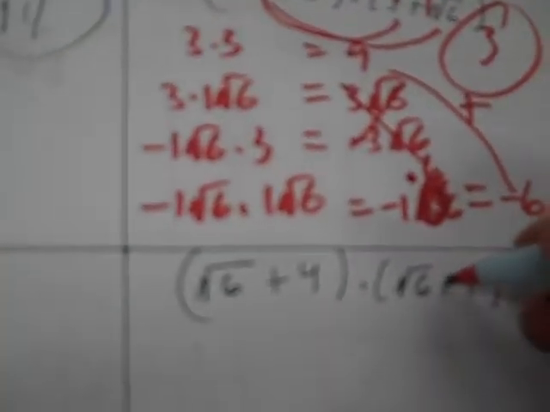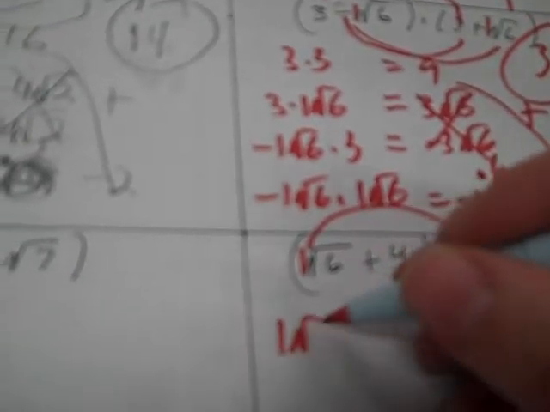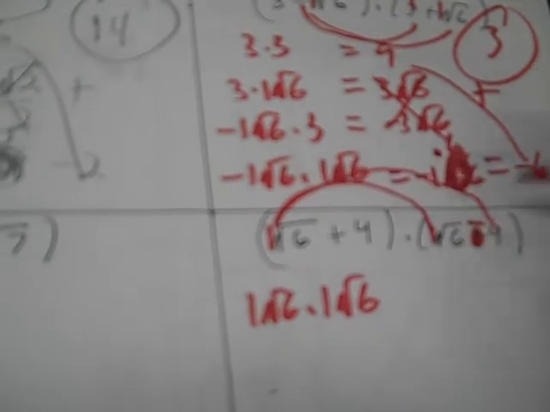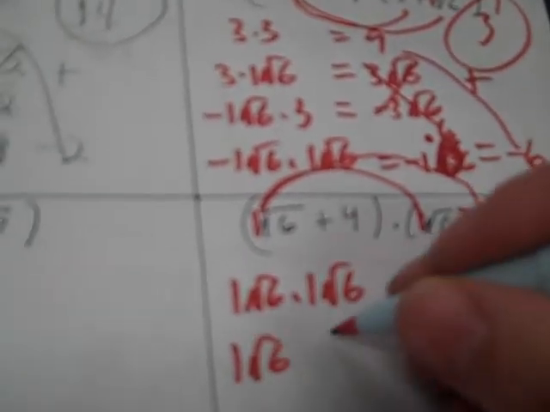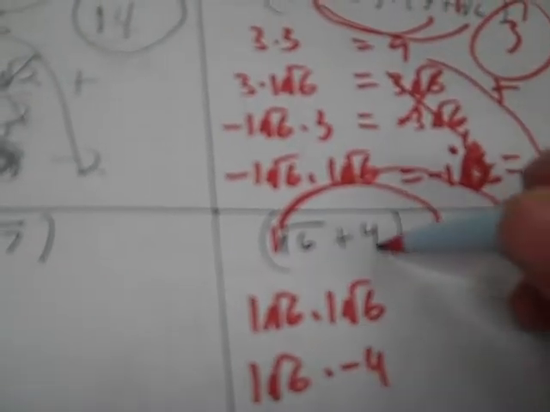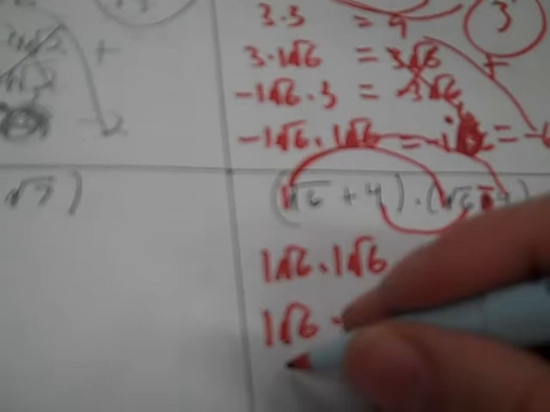I'll do another one. Okay. By the way, let's do this one, but that's supposed to be a minus 4. Put 1's in front. So 1 square root of 6 times 1 square root of 6. Remember to connect the square root of 6 to the 1. 1 with its square root of 6 times negative 4. Then 4 times 1 with its square root of 6. And 4 times negative 4. No square roots involved there.